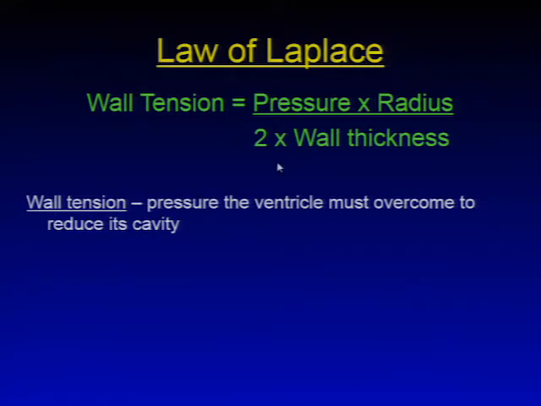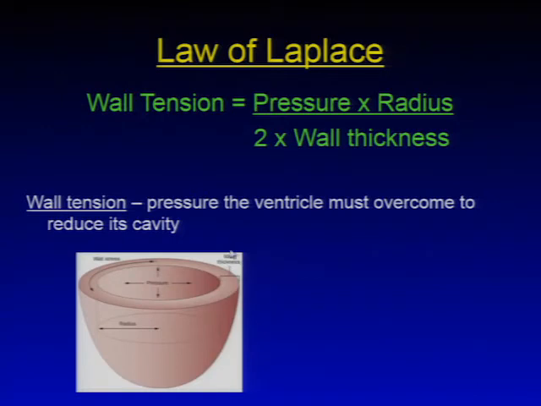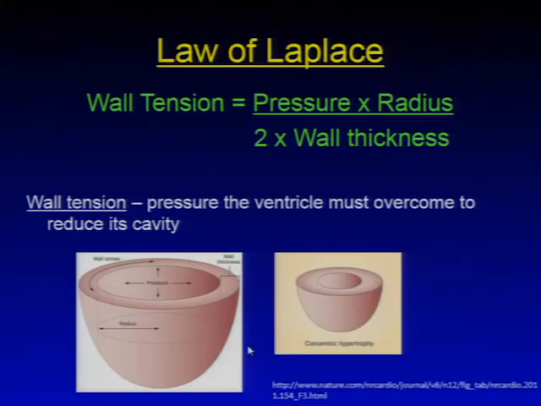Interestingly, in the denominator of this equation is wall thickness. As the wall tension increases within either ventricular cavity, a typical adaptive mechanism is that the ventricle will start to thicken. Thickening of the ventricular wall is actually a compensatory mechanism to preserve the ventricle itself and decrease wall tension, and therefore decrease oxygen demand.